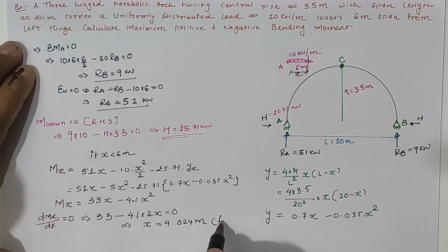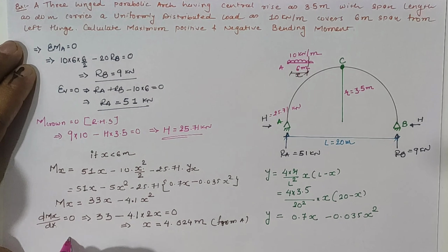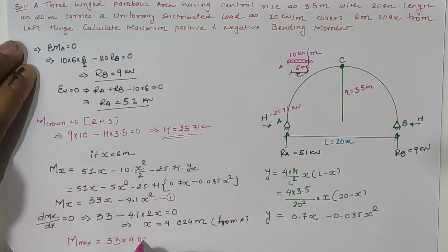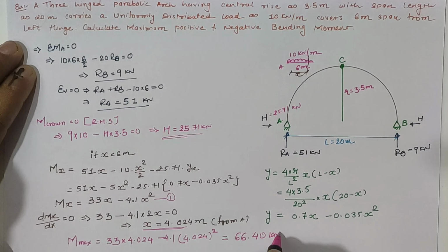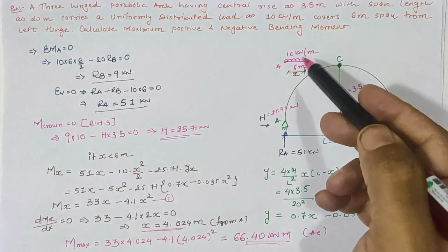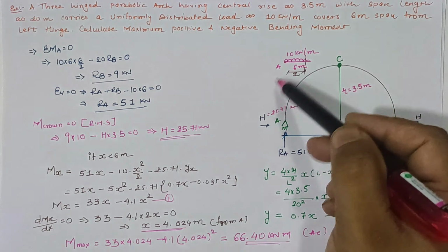4.024 meter from support A. And for that, if we calculate the moment as the maximum value, then from equation number 1 we will have 33 into x, where x is equal to 4.024 according to the above calculation, minus 4.1 into x square, and if we solve this equation, we will have a moment value of 66.40 kilonewton meter in span A to C. So we can calculate the maximum positive value, which is 66.40, due to the UDL on span AC.